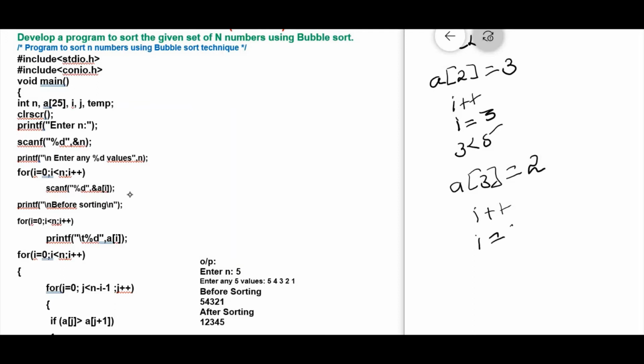So now what is the value of i? Now from 3 it becomes 4. 4 is still less than 5. So again it performs the iteration, that is scanf. So a of 4 is assigned the next value, right, that is 1.